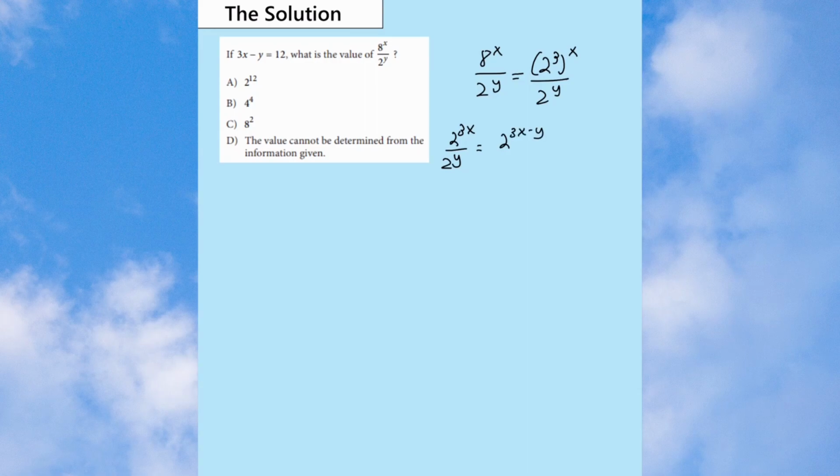Now notice that we have 3x minus y already given in the equation, and that's set equal to 12. So this is equivalent to 2 to the 12. And would you look at that? That's the same thing as A.